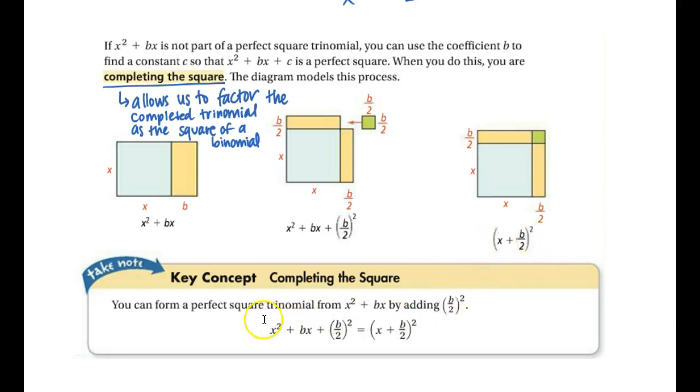So here is the key concept box. You definitely want to have this down. We can form a perfect square trinomial from x squared plus bx by adding (b over 2) squared. There's a little jingle that I found when I was researching how to make this process the easiest. I'll write it down for you and explain it in a second.